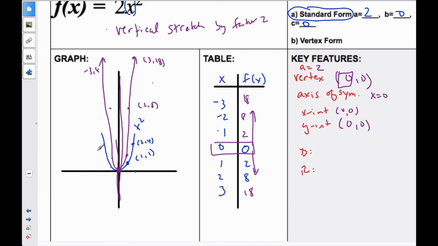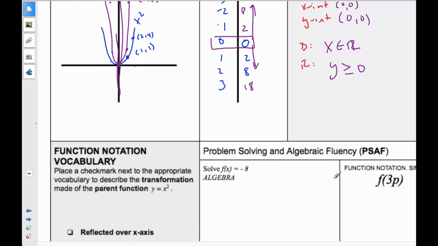Domain is, if I think about vertical lines, it's going to touch the graph everywhere, so x is any real number. For y's, I'm looking where does it go this way. Here's where it touches anything up above. So y is bigger than or equal to 0 is the range.